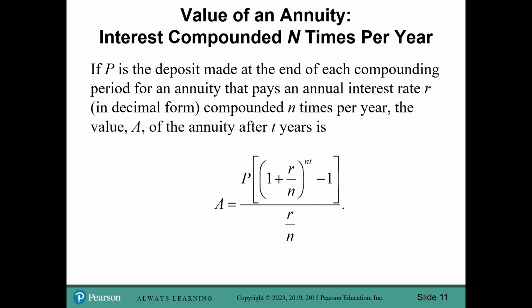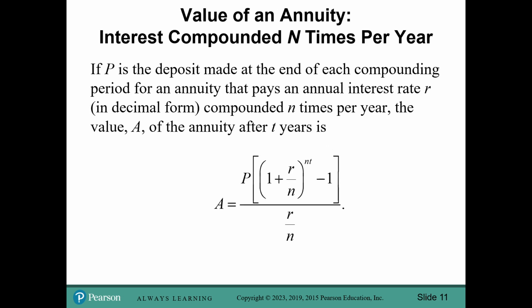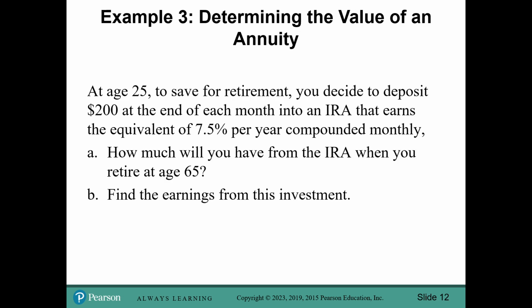Now it should look a little familiar here because we used this R over n raised to the nt style formula last section. So you should see some familiarity here, right? Because now we're compounding over a certain number of times a year versus compounding just one time a year. Like I said, write the formula down, write what it's meant for. That way you can refer back to it later.